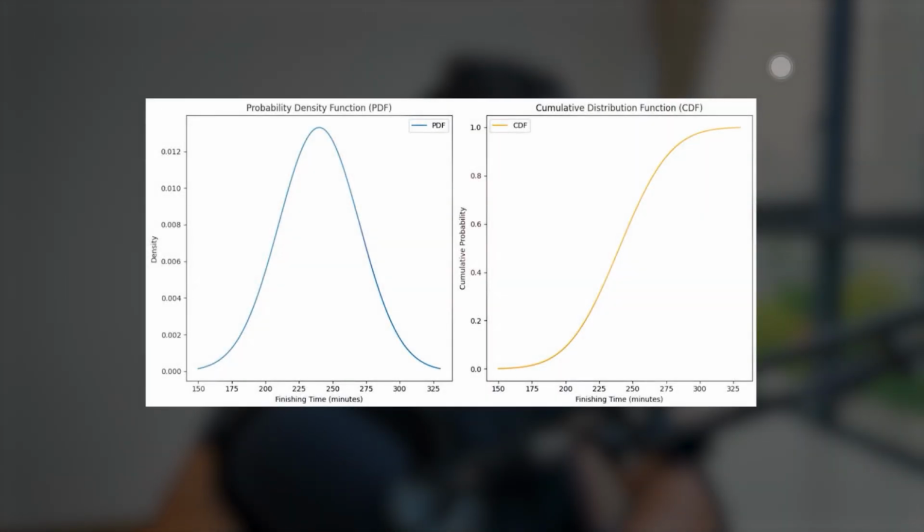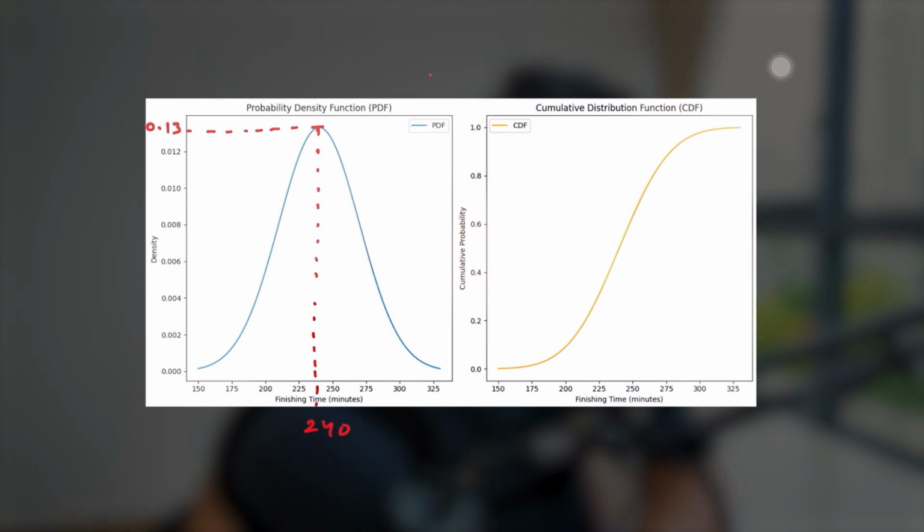Okay, now as we have covered the probability mass function, let's move to the PDF, which is probability density function. This is completely theoretical data of the runners and the probability of their finishing time. Here you can see that we have the PDF, and here we have the CDF, and this is the mean time. We can say that the mean is around 240, right? And the probability is around 0.13 or 0.14, right? Okay, now we will try to find the CDF from the PDF.